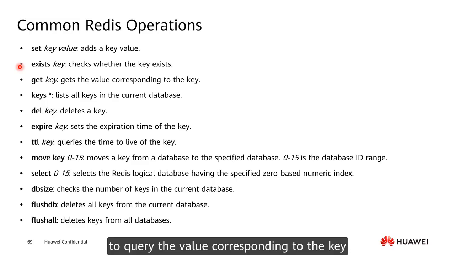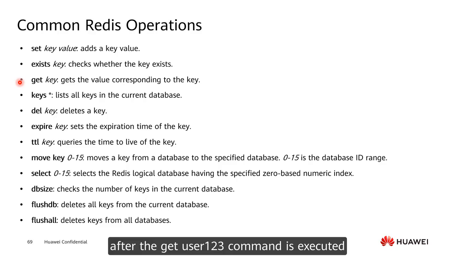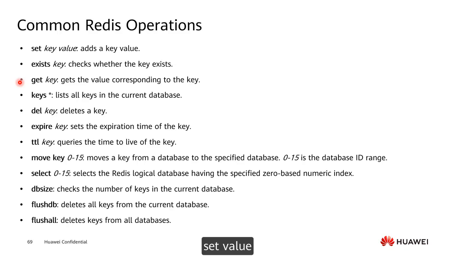To query the value corresponding to the key, simply use get key. For example, after the get user123 command is executed, the screen displays Alice. That is the previously set value.